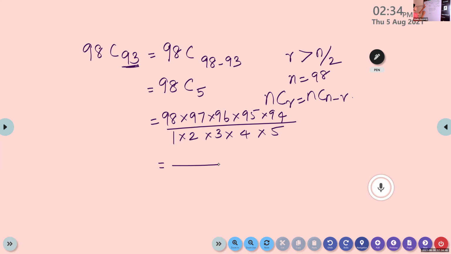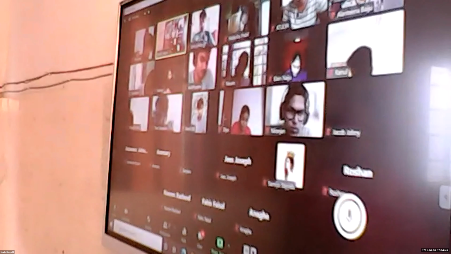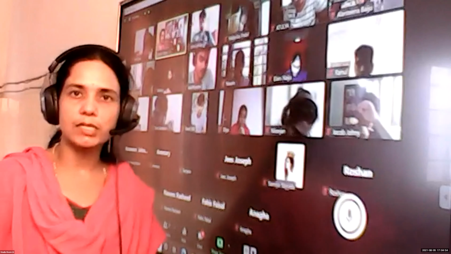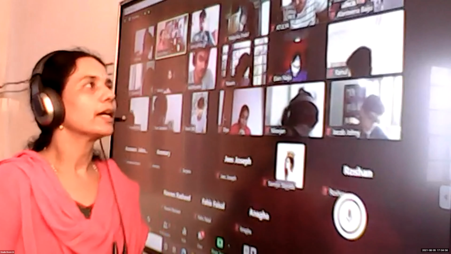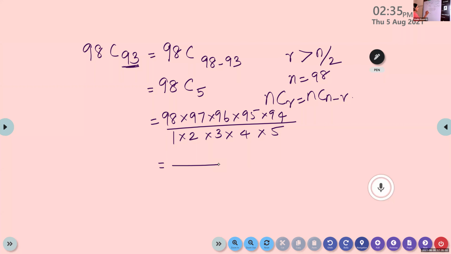Is it clear, children? Is it okay? When the r value is more than half of n, we use the property of combination nCr is equal to nC(n minus r), so that the calculation will become easy. Now, cut short, simplify, and give the answer. What is the final answer?